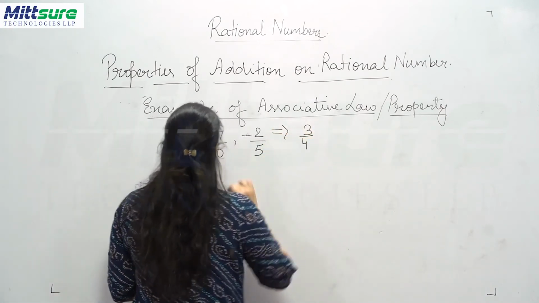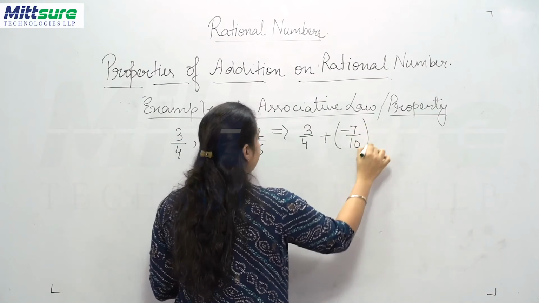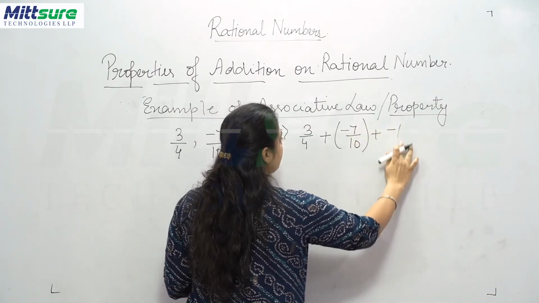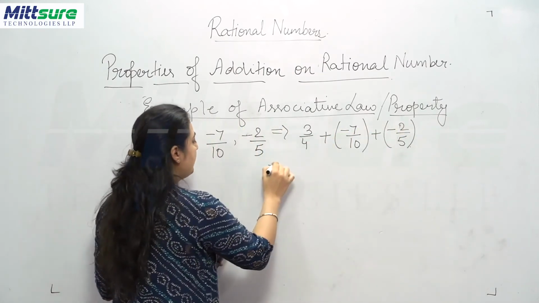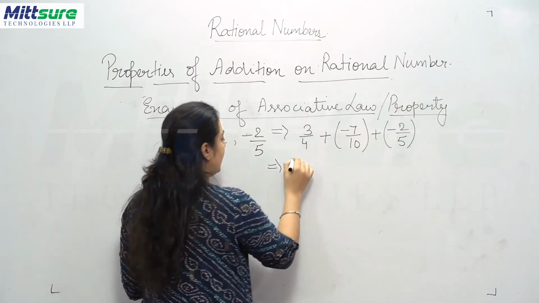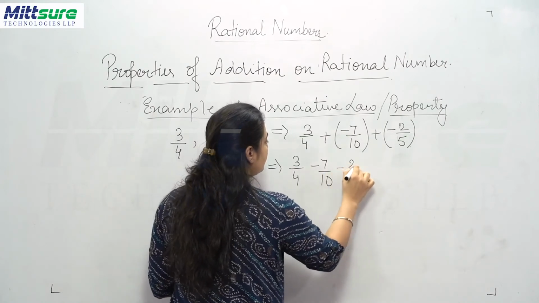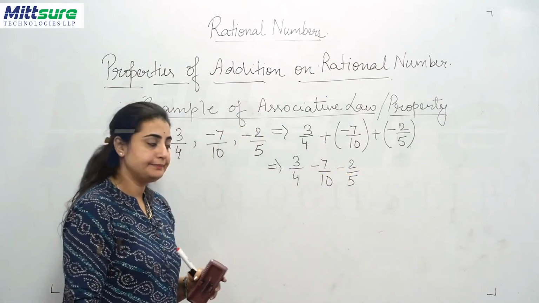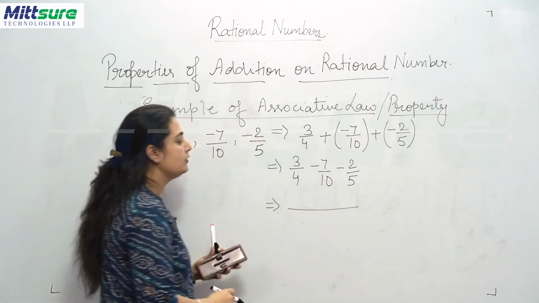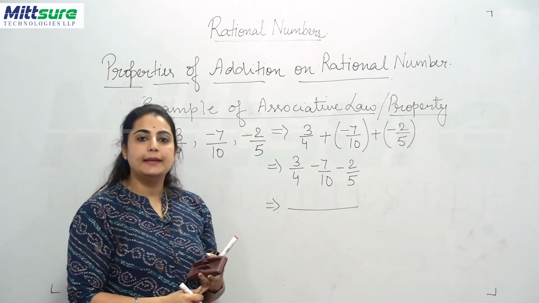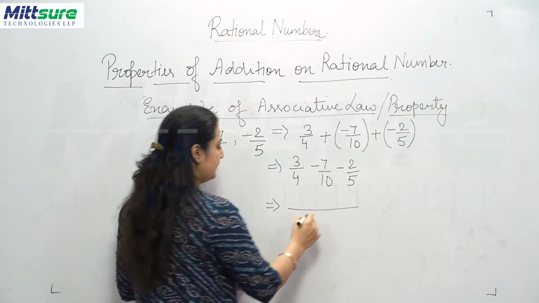3 upon 4 plus minus 7 upon 10 plus minus 2 upon 5. Okay, so first step is to remove the positive sign. 3 upon 4 minus 7 upon 10 minus 2 upon 5. Clear? After this, I will take the LCM. Now, what is going to be the LCM of these three numbers? Will it be 20? Yes, it will be 20.